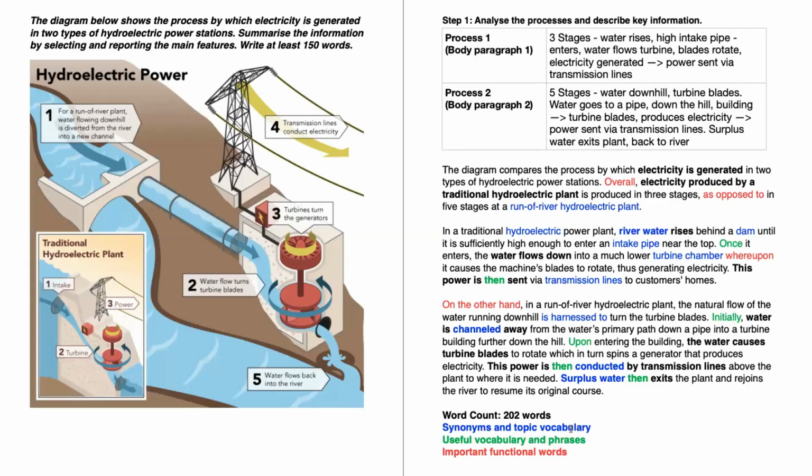And then we've got our synonym and topic vocabulary. Harnessed, again, is a great verb to use for this type of diagram and process. Channeled away is excellent for water, or when you see that things are sent in a certain way, down or into the river. Then conducted is a great verb for power, and we also see it here. And then the surplus water, the extra water, flows back into the river. And I assume, as we see here in the diagram, that it is resuming its original course.